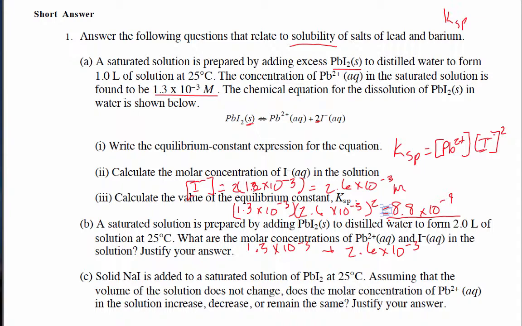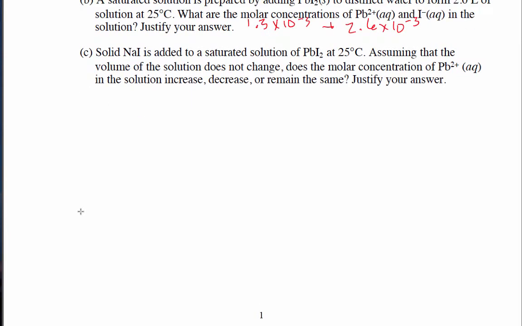Last but not least in this question, it says solid sodium iodide is added to a saturated solution of PbI2 at 25 degrees Celsius. Assuming that the volume of the solution does not change, does the molar concentration of lead(II) ions in the solution increase, decrease, or remain the same? Justify your answer. So we've already seen that this is the reaction that we're observing.